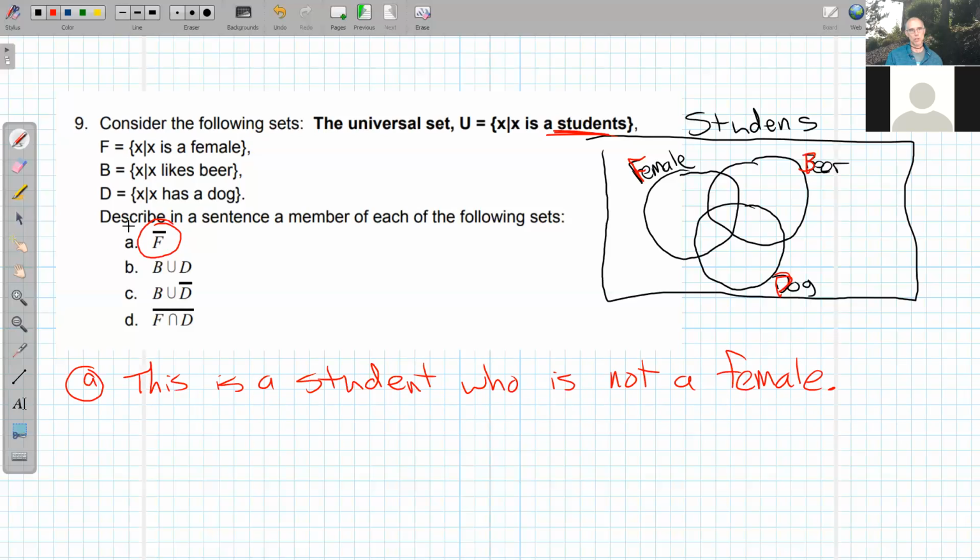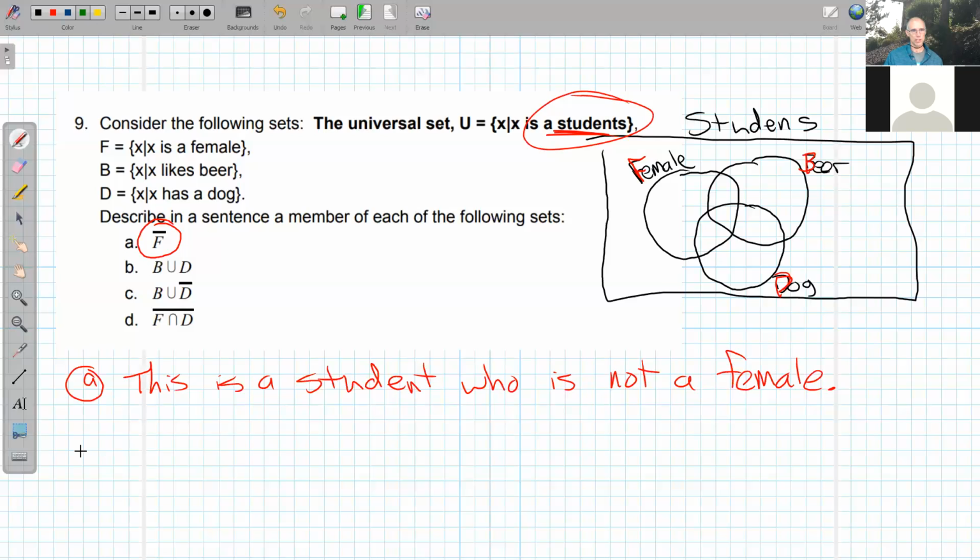So again, I'm trying to write a sentence that describes the member of each set, keeping in mind my universe the whole time. I'm always talking about students. Then the question is, is that student a female or not a female? Do they like beer or not like beer? Do they have a dog or not have a dog? Now this doesn't say anything about beer or dogs, so I can't say anything about beer or dogs. They could like beer, maybe they could have a dog, I don't know. For sure, they're a student who is not a female. So that would be my answer to that one. So let's try another one. Let's skip over to C.